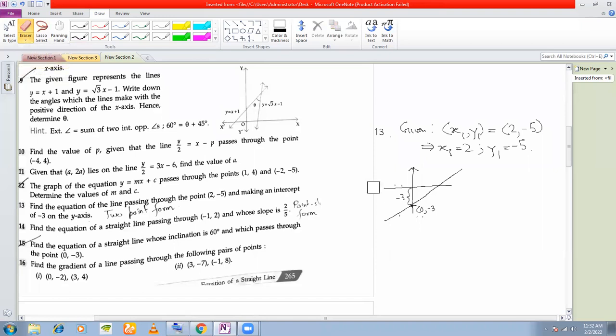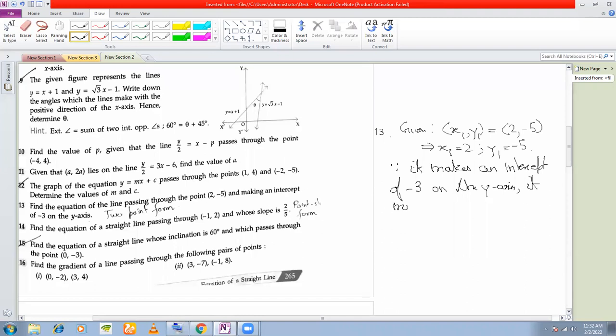So since it makes an intercept of minus 3 on the y-axis, it must pass through 0, minus 3, isn't it?